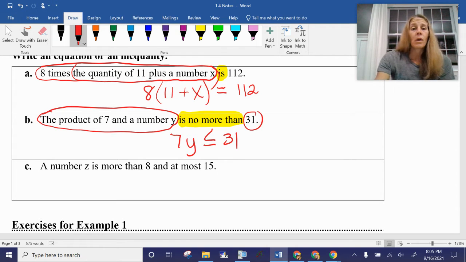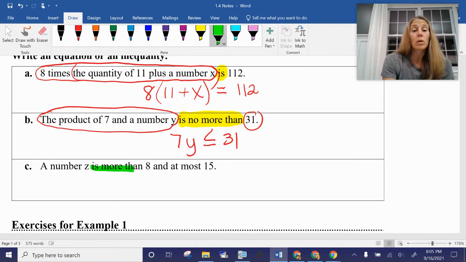All right, now the third one's a little bit different. And I'm not going to worry too much about these as far as the quiz is concerned coming up, but we will get into some more of these in a later chapter. But I might put something on there for extra credit, so it's worthwhile to pay attention anyways. So a number z is more than 8 and at most 15.